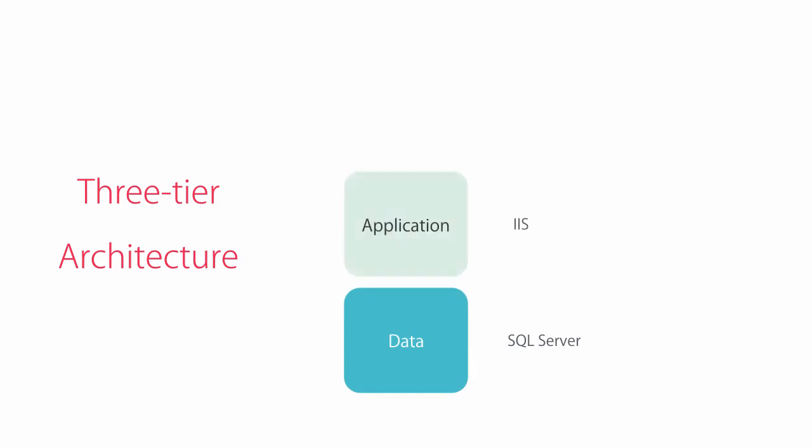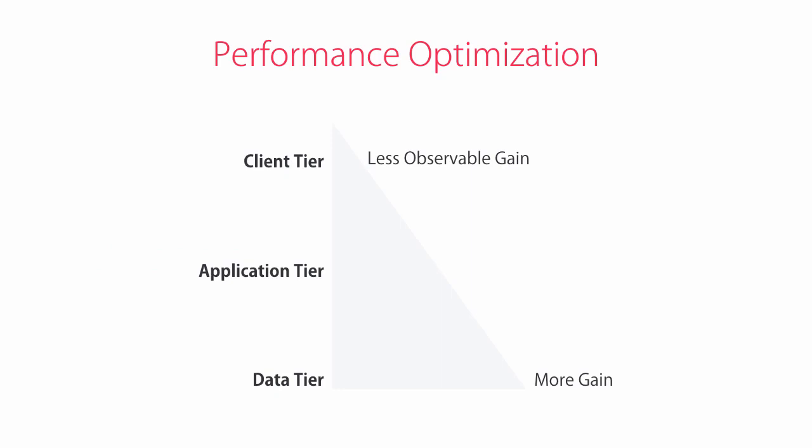Now, in regards to web applications, most web applications follow a 3-tier architecture. What is a tier? It's where your code runs. So we have the data tier, which is where our database and queries reside. We have the application or middle tier, which is where we have a web server hosting our application. And we have the client tier, which is the client's computer, and here we have the front end of our application running in a browser. Generally speaking, most of the performance bottlenecks are in the data tier. So optimizing performance at this level will have the most gain. And as we move towards the client tier, our optimizations will have less observable result.